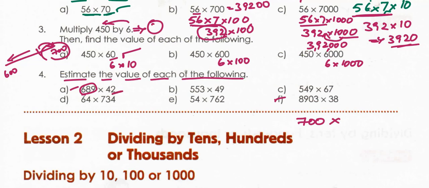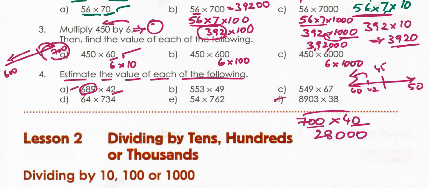It is in tens. So suppose this is your 42, it comes between 40 and 50. This is your 45, the middle. 42 is closer to 40. So you just go with this one. Then it is very easy. 7 fours are 28. How many zeros do you have? 3 zeros. 1, 2, 3. This is your answer for the first question.